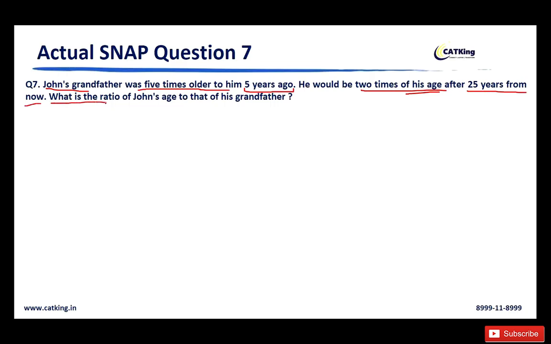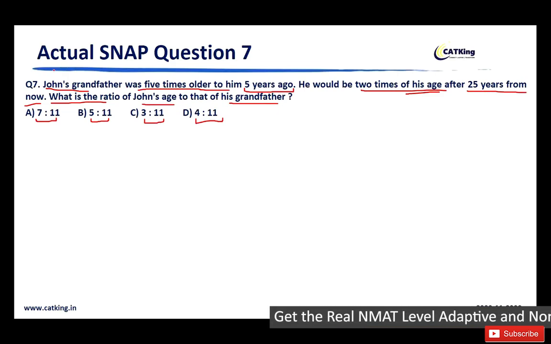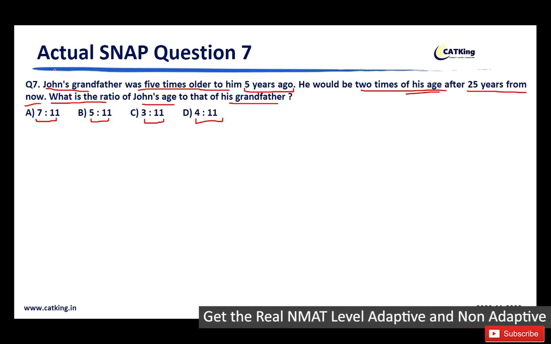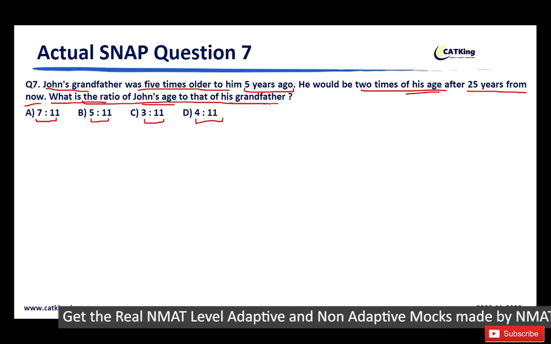So what is the ratio of John's age to that of his grandfather? The options given to us are: option A, 7:11; option B, 5:11; option C, 3:11; and the last option, option D, is 4:11. Now this is also a very simple question based on the concept of ratios. Try to use both the statements and form 2 equations out of them, and then you will definitely be able to find the ratio of John's age to that of his grandfather.